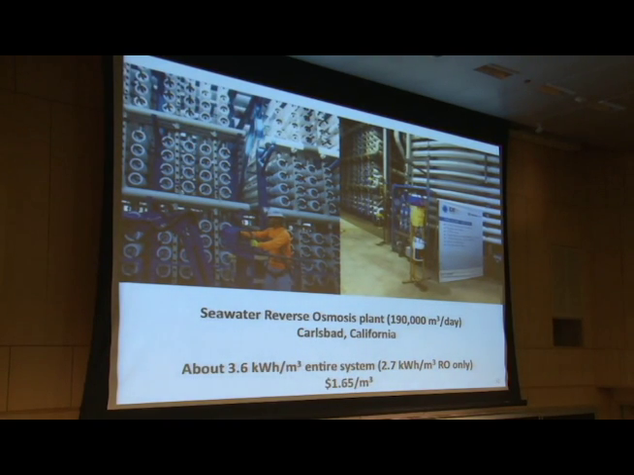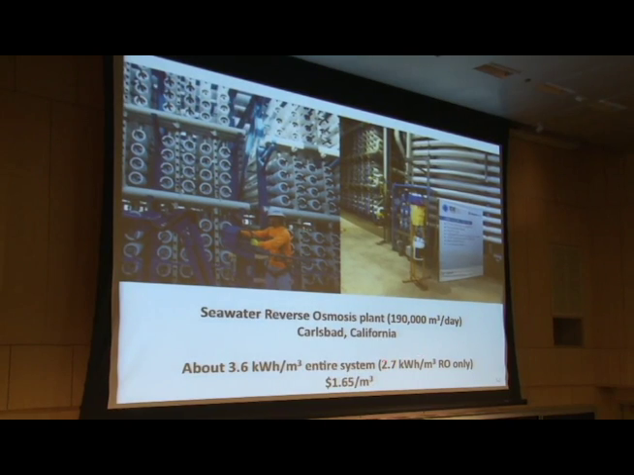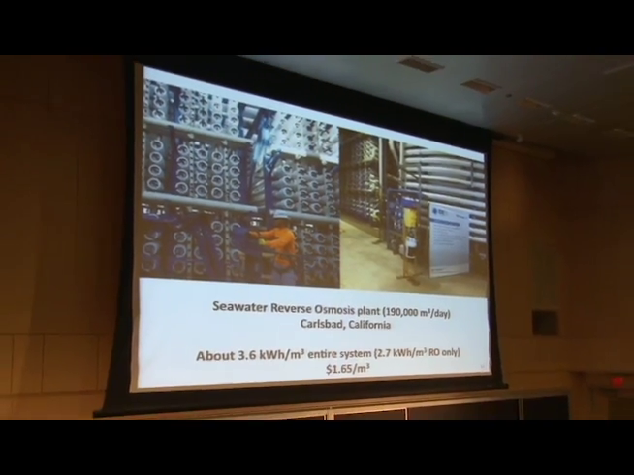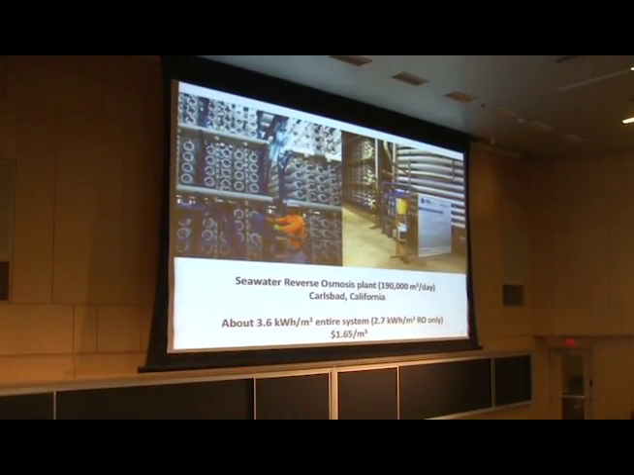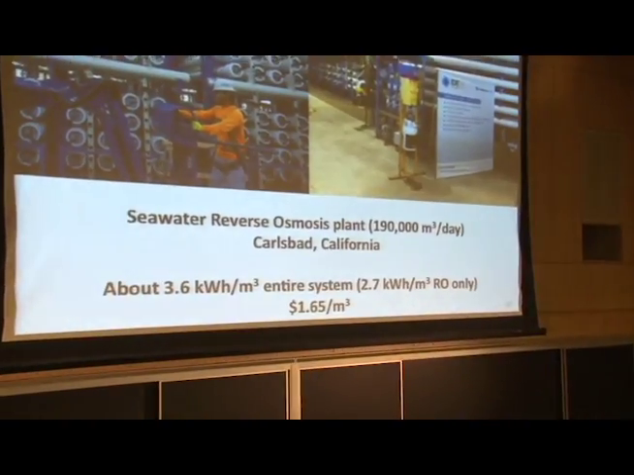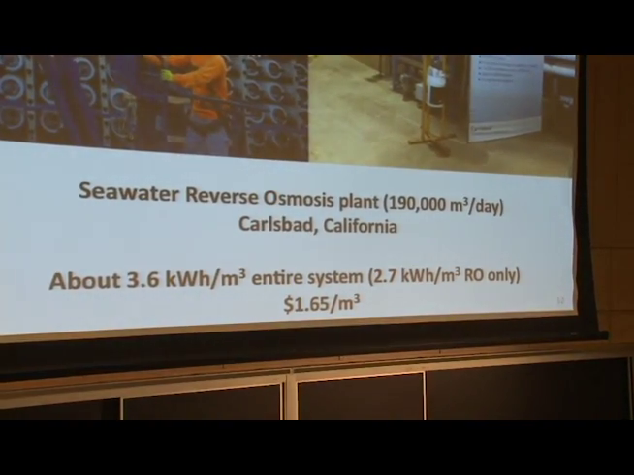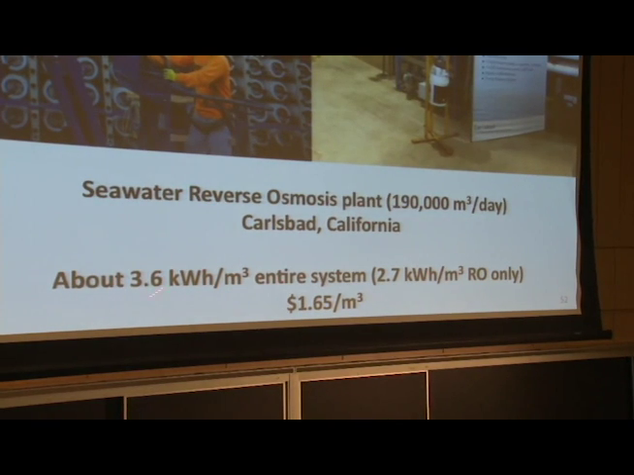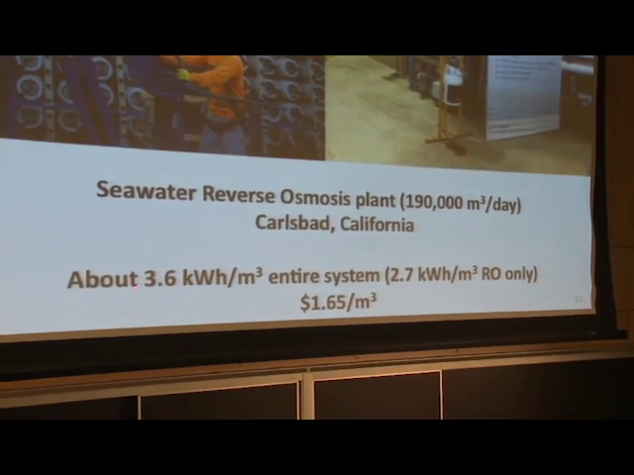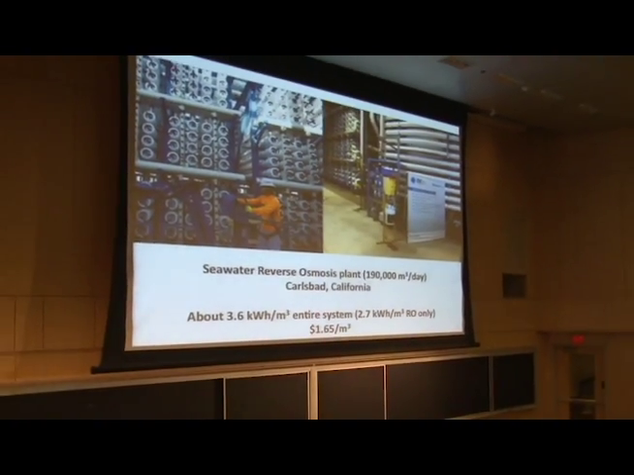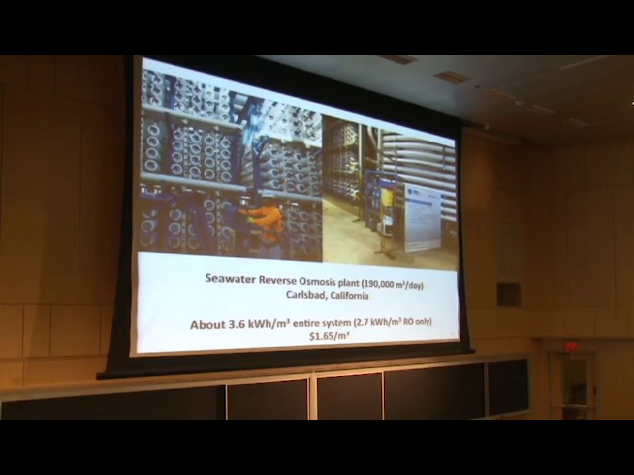The energy requirements for the RO stage itself are about 2.7 kilowatt hours per cubic meter. There's additional energy for intake pumping, for pretreatment, and then for pumping it another 10 miles to connect to the city's water main. There's a very long pipeline behind this plant. So all in, the energy is about 3.6 kilowatt hours per cubic meter for this plant. Cost of water, they have a contract to sell this water to San Diego for $1.65 a cubic meter. So that's the contract price.